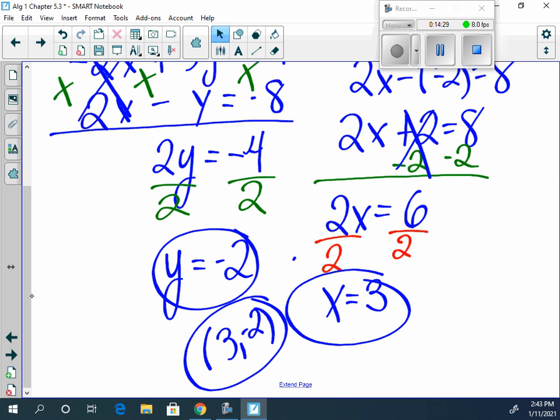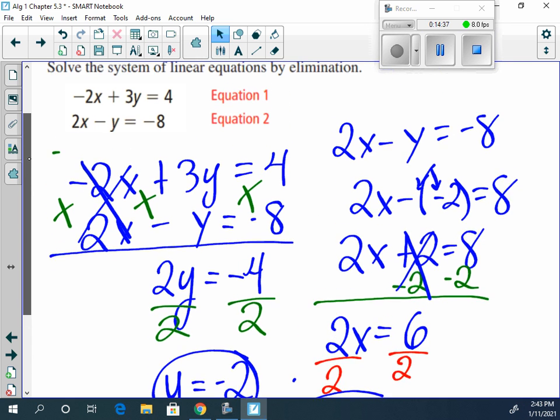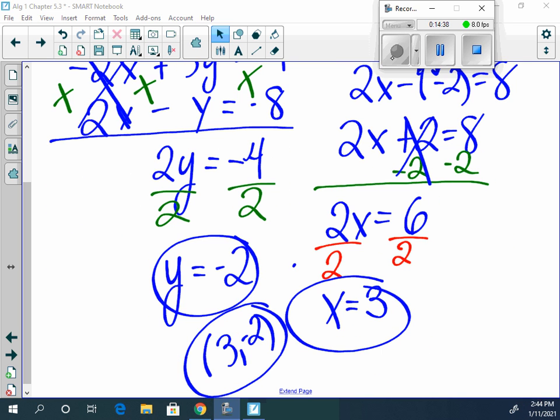Like where we add or subtract? Oh, the other one? Yeah. We could do the other one, and it would give us the exact same thing.